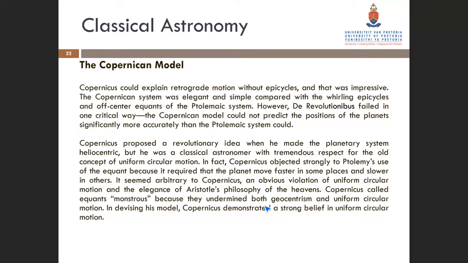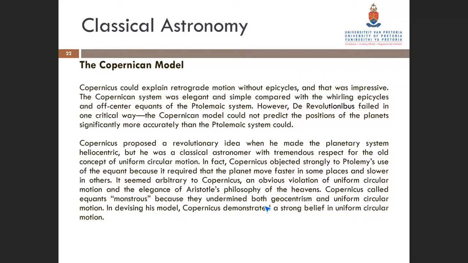The Copernican system was elegant and simple compared with the whirling epicycles and off-center equants of the Ptolemaic system. However, his revolution failed in one critical way. The Copernican model could not predict the position of the planets significantly more accurately than the Ptolemaic system could. Copernicus proposed a revolutionary idea when he made the planetary system heliocentric, but he was a classical astronomer with tremendous respect for the old concept of uniform circular motion.